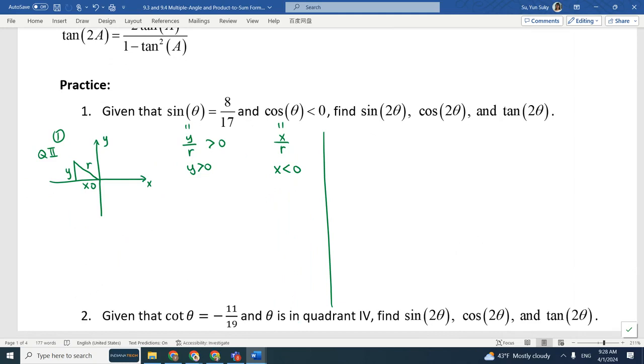Sine theta is y over r and equals 8 over 17. What do you let y be? 8. So we let y be 8. How about r? 17. So far, so good, everybody? Yeah, what is x?